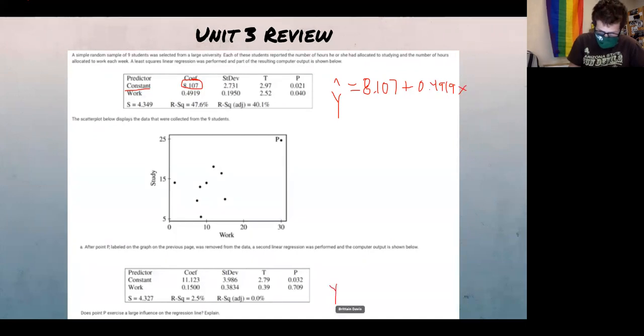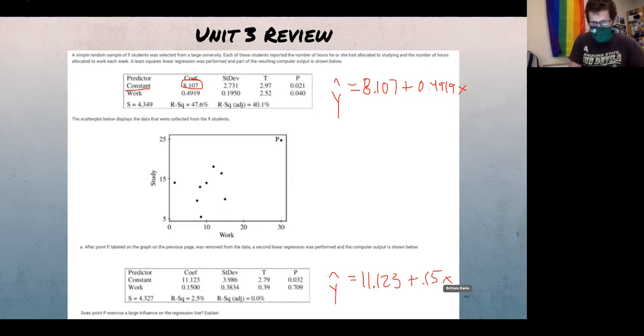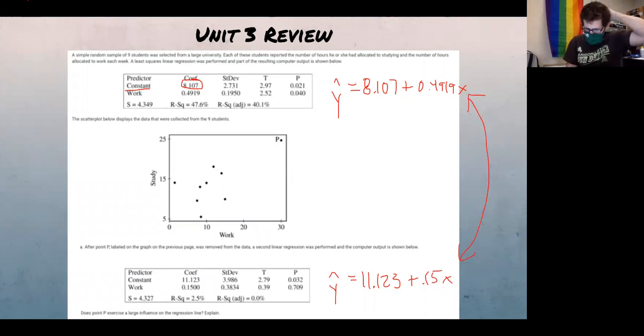This one has a regression equation of 11.123, oops, plus 0.15 times x. So are these two equations very different? Yes, they are different, but another thing we can look at, that's one way of referring to this.